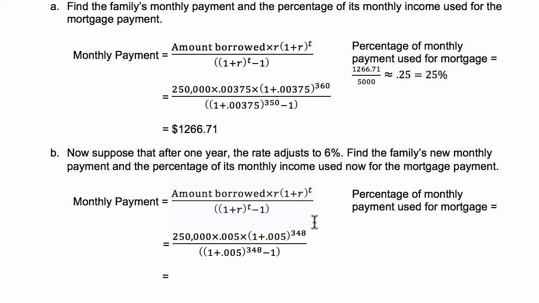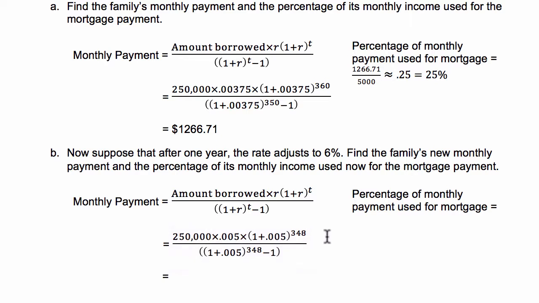We will use the same monthly payment formula that we used above. The amount borrowed remains $250,000. R, the monthly interest rate as a decimal, is now equal to 0.06 divided by 12, or 0.005. Finally, since 1 year went by, we have made 12 payments. T is now equal to 360 minus 12, or 348. Once again, pause the video and input this into your calculator. You want to make sure that your calculation matches mine.